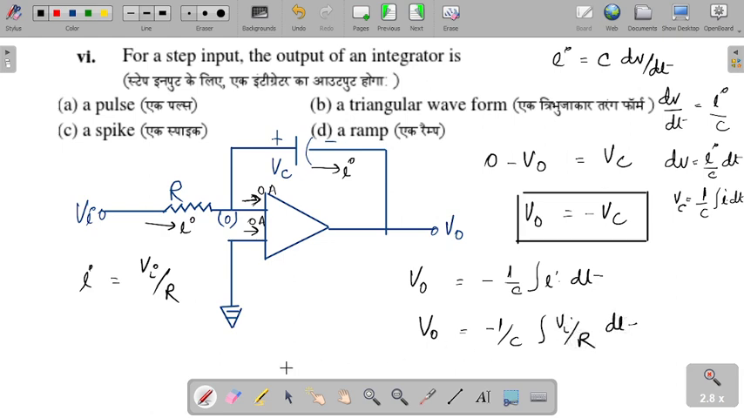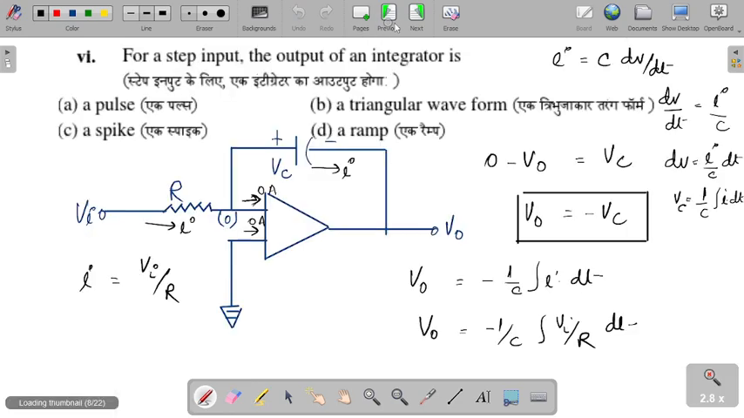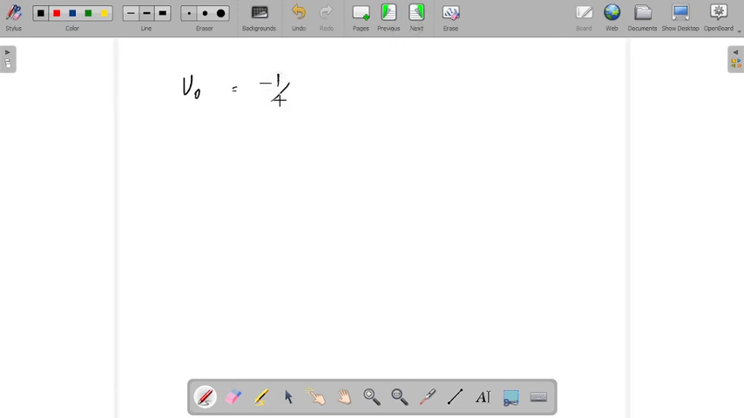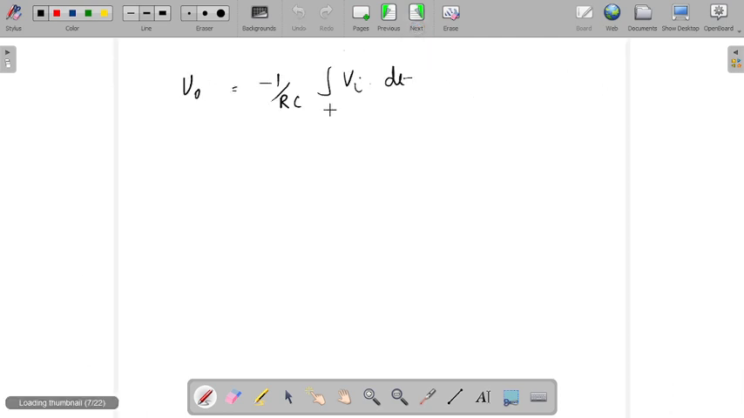Okay, so output voltage will be equal to minus 1 by RC, R constant, C constant, integration of input voltage Vi. What is Vi? Vi is the input voltage. So basically, for a step input, if we apply a step input, we all know the integration of a step will produce a ramp function.